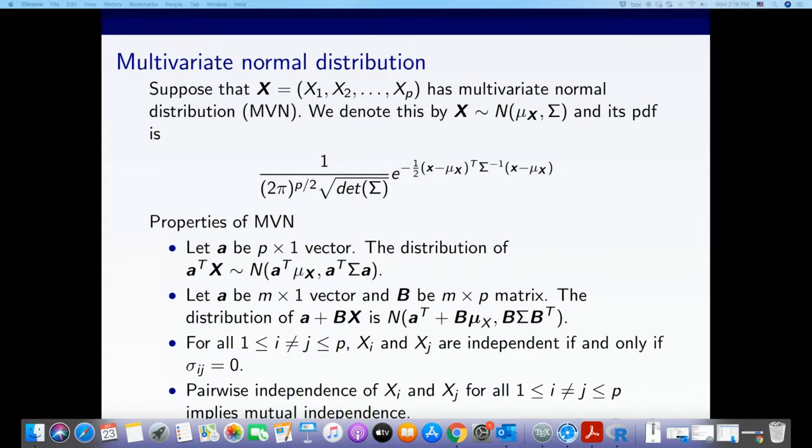But for the multivariate normal distribution, if you have multivariate normal random variables, their pairwise independence is equivalent to mutual independence. So the multivariate normal random variable has very good properties. That's one of the reasons why people use the normal random variable in practice.